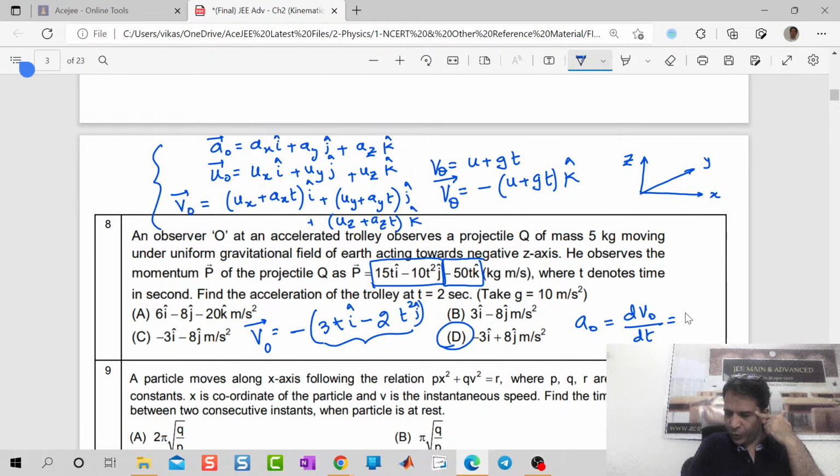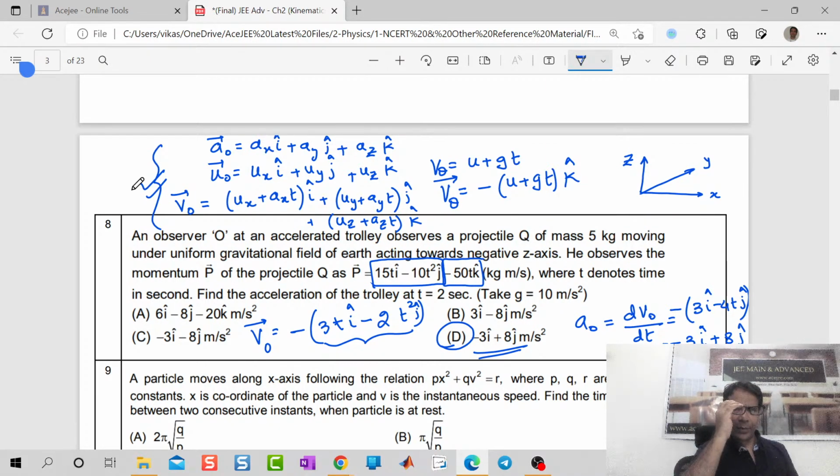Okay, let me first quickly write the expression for the acceleration. This will be minus 3 I cap minus 4t j cap. In other words, at t equals 2 seconds, this will become minus 3 I cap plus 8 j cap. Now, can you spot the error, Ruchika, in what I wrote here? The error is I assumed that this is a constant acceleration. That's why I wrote it as ux plus axt, no? And it is very clear the acceleration of the trolley is not constant. It's a variable acceleration of the trolley, right?